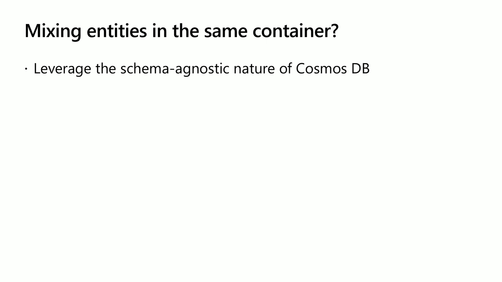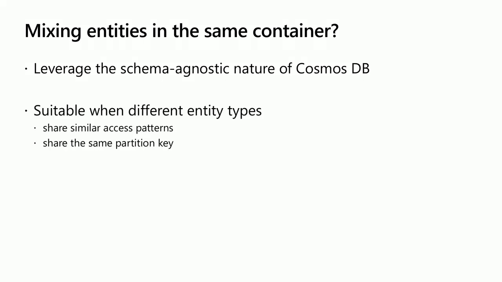So not only is it technically possible, but it is a best practice. It is one good way to optimize your model by putting together different entity types into the same container. Good typical reasons to do that. Well, it's suitable when your different entity types share the same access patterns. Maybe every time or many times when I'm fetching a customer, I also want to fetch the corresponding sales orders.